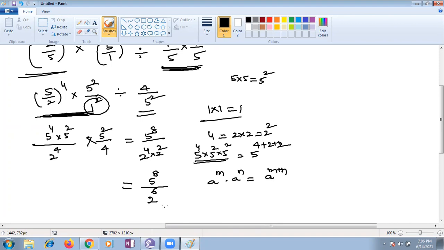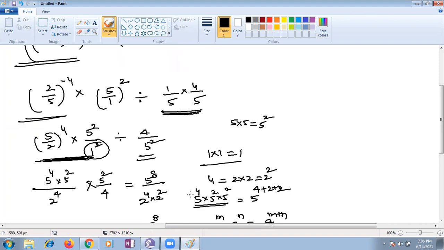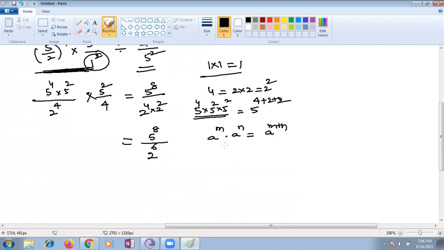Is there any common way we can express this in exponential form here? Shall I take it as 5 by 2 whole power 6? Yes or no? Is this way possible or not? Please help me. No. Why? Ma'am, because 5 by 2. Yeah, you can expand this 5 by 2 whole power 6, Divyesh.